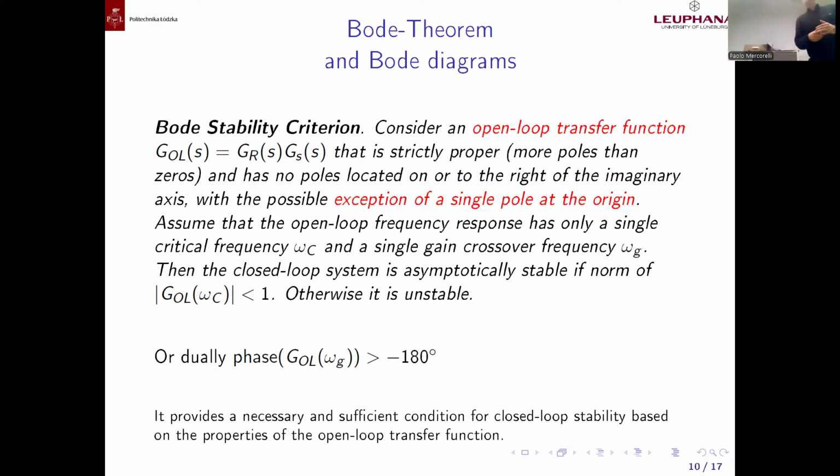Strictly proper means that I have more poles than zeros. Of course, you see, this hypothesis is not guaranteed. We have to put some conditions. I don't have time to extend this Bode diagram in this case here, but this also covers most of the cases.